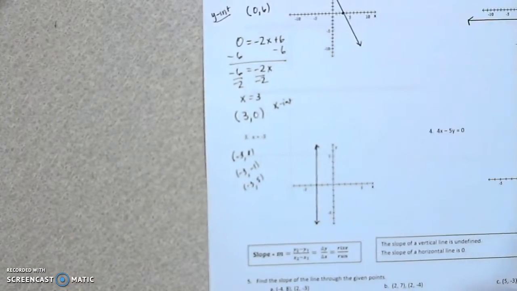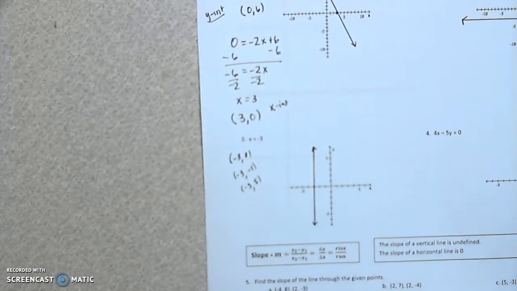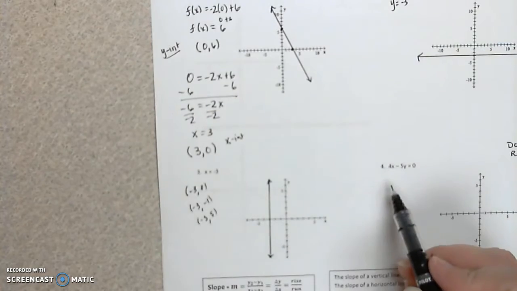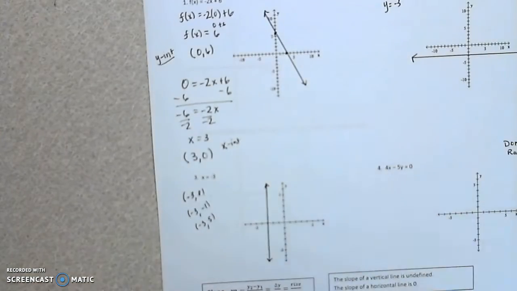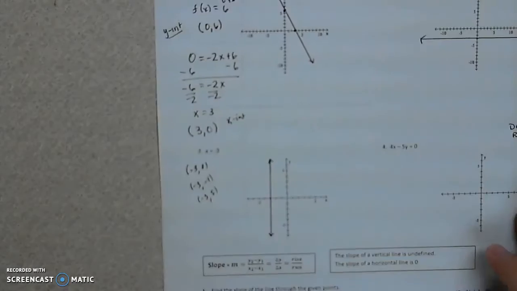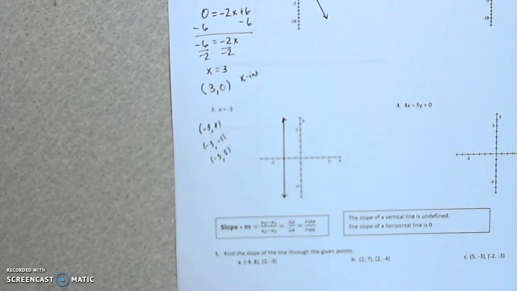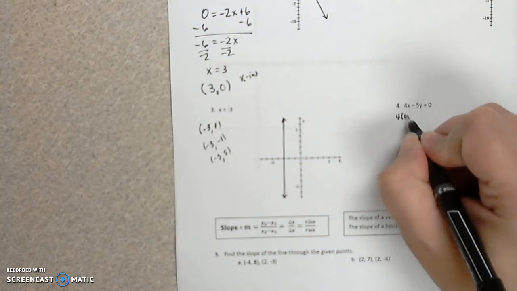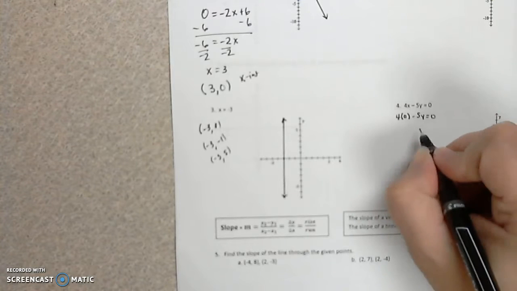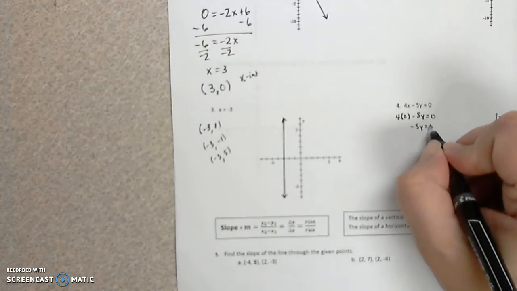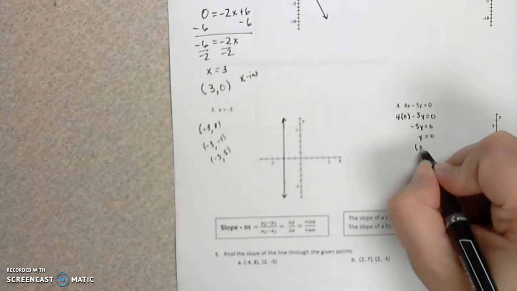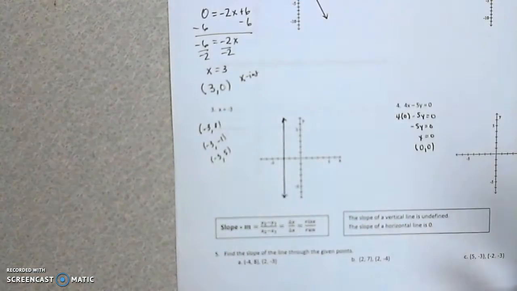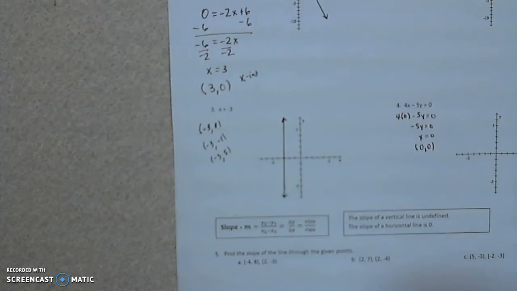Alright, looking at the next equation here. For this one, if I fill in, using x and y intercepts, a 0 in place of x and y, what I'm going to end up getting is the same point. Let me just demonstrate that to you. If I filled in a 0 for x, I would end up with -5y equals 0, y equals 0. That would give me the point (0, 0). Then if I do the same thing and I fill in a 0 for y, I end up with 4x equals 0, which results in (0, 0).